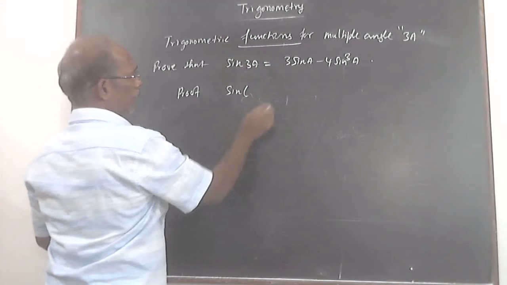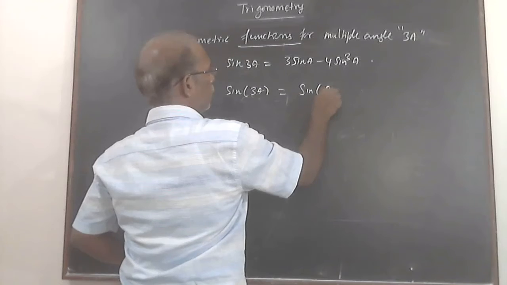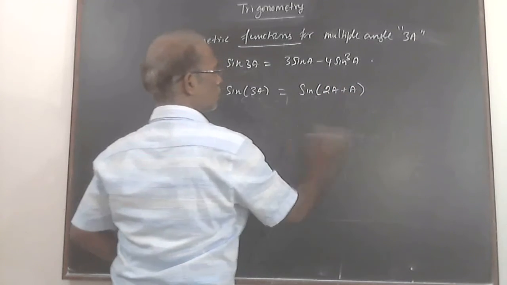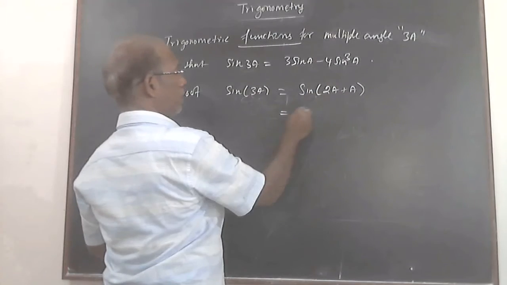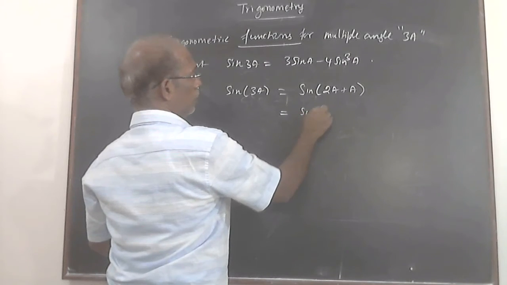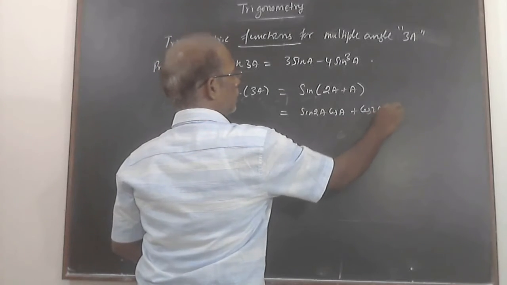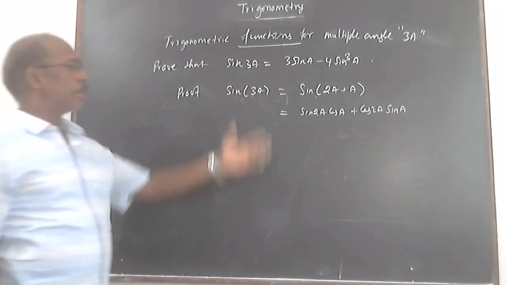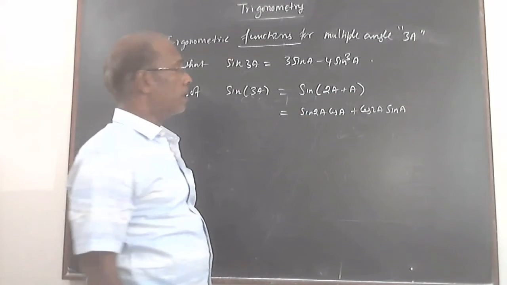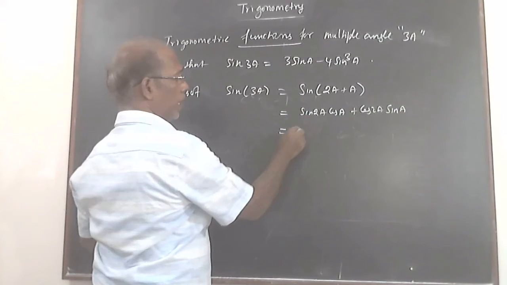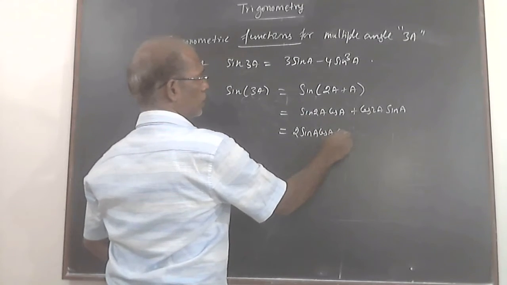Sine 3A can be written as sine of 2A plus A. Then using the formula for sine of A plus B, it is sine 2A cos A plus cos 2A into sine A. This is the compound angle formula. 2A is taken as the first angle, A is taken as the second angle. Then sine 2A is 2 sine A into cos A, and one more cos A.